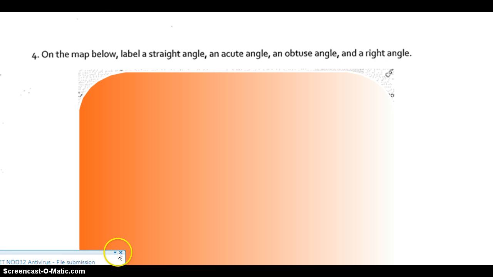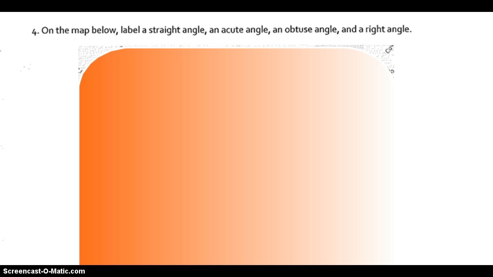Turn to the next page. It says, on the map below, label a straight angle, an acute angle, an obtuse angle, and a right angle. Take a few minutes to label those angles on the map. Then press play to check your answers.